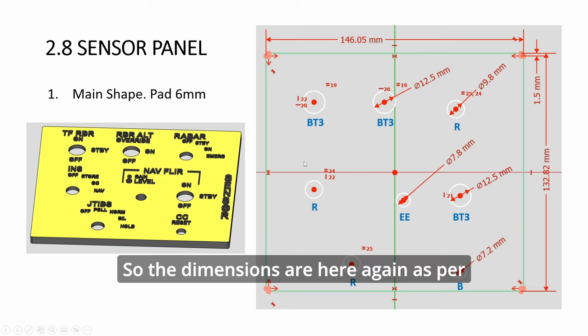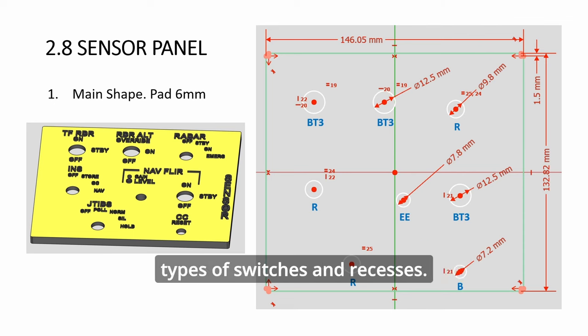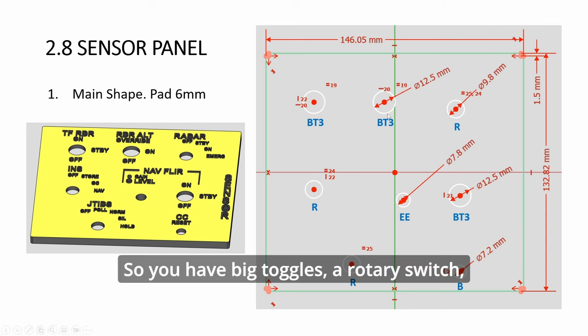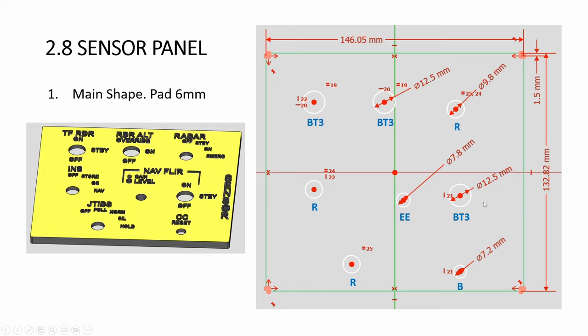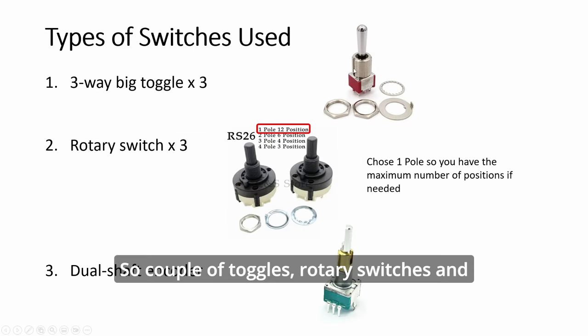So the dimensions are here again, as per my very first video, which I showed the dimensions for all the types of switches and recesses. So you have big toggles, a rotary switch, another one here, a dual encoder, another big toggle, and a button here. Right, so a couple of toggles, rotary switches, and they are 30 degrees rotation once again.